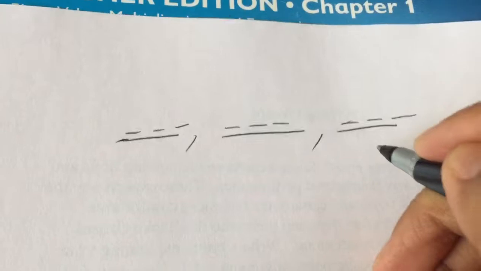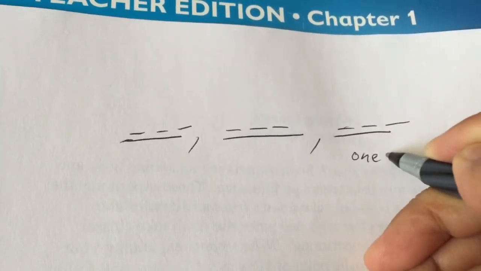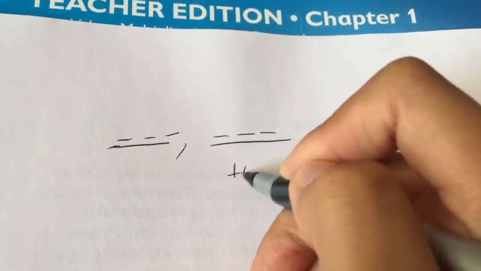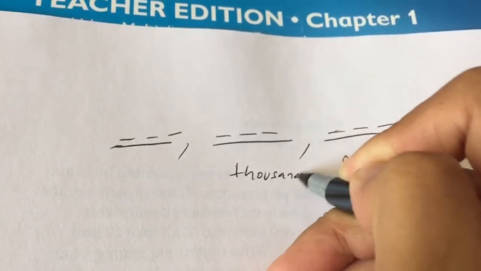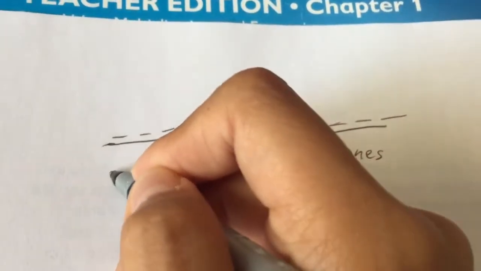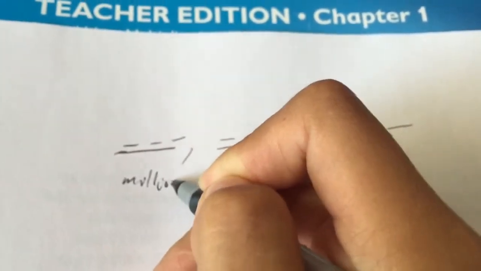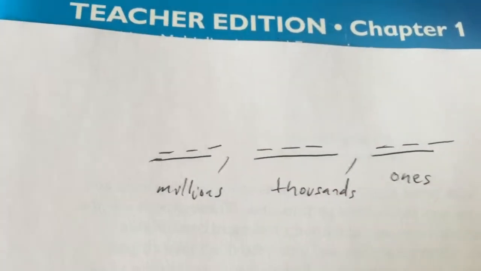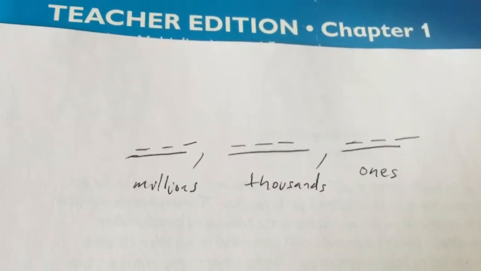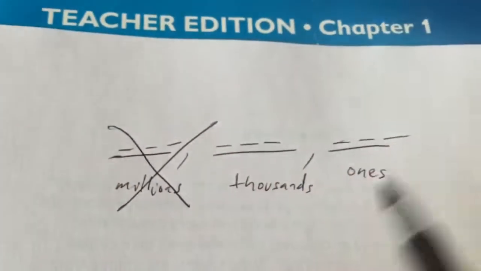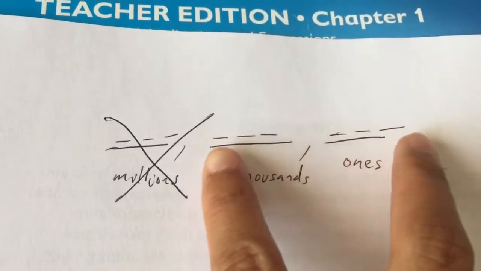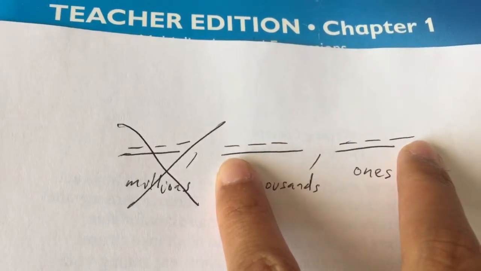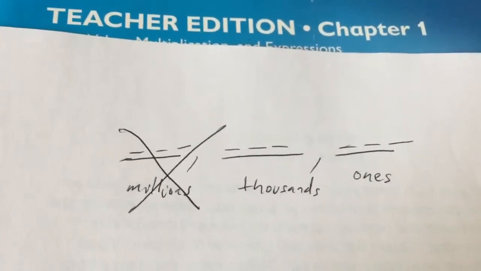So the first period is the ones period. The next period is the thousands. The next one is the millions. So when I said the number 502,304, we had no millions. So this number will not have anything in this section, which means at the most it would have 6 digits at most.